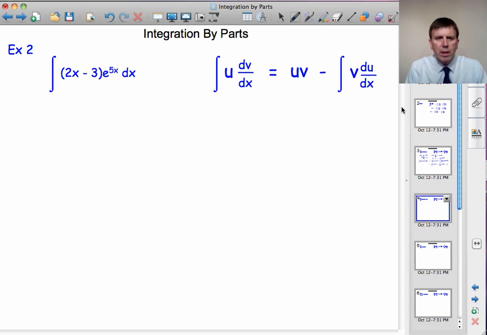Example 2. Integrate 2x minus 3 multiplied by e to the 5x with respect to x. We begin in much the same vein as the previous example. We let u be the linear function in x. So let u equal 2x minus 3.